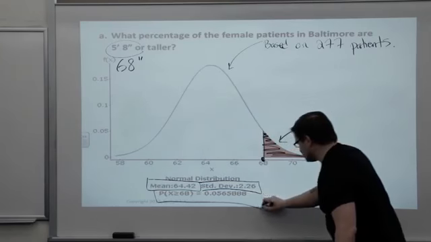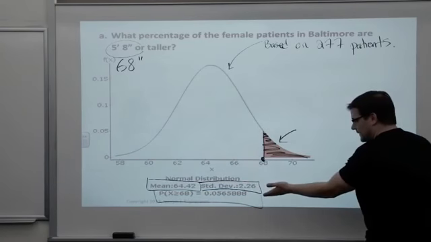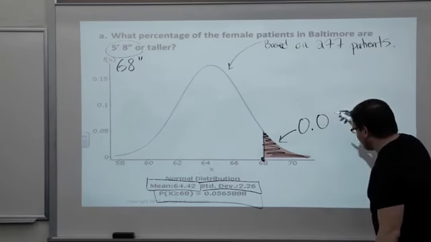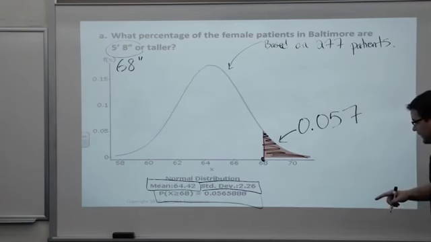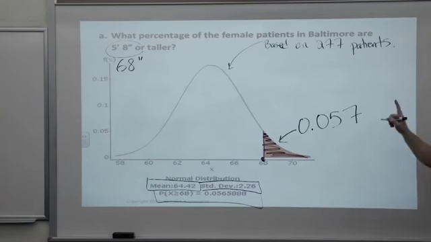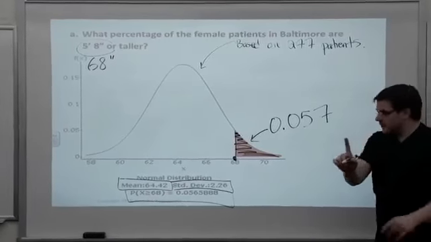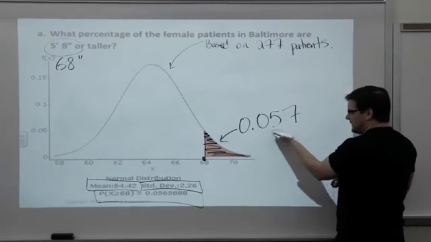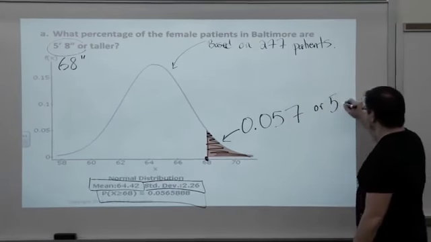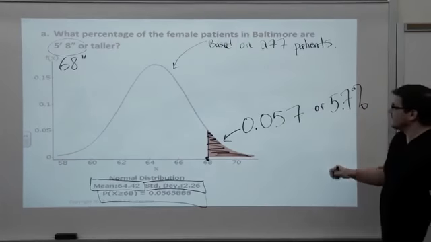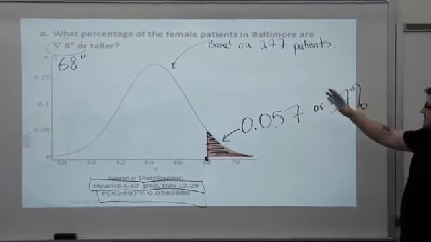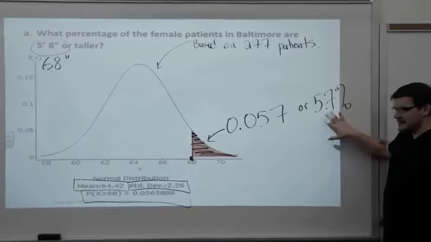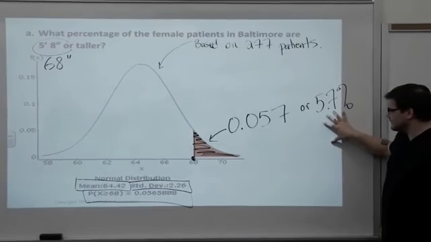You can see down here, the StatCrunch tool will give us the answer. There's really no other way to get the answer. That area is 0.057, we can round it. The whole area is equal to 1, or 100%. So this little part here up in the upper tail is only about 5.7%. Right, move the decimal and put the percentage sign. So what percentage of female patients are about 5'8" or taller? Based on the model, our best guess would be about 5.7%. All right, so that's the first part.